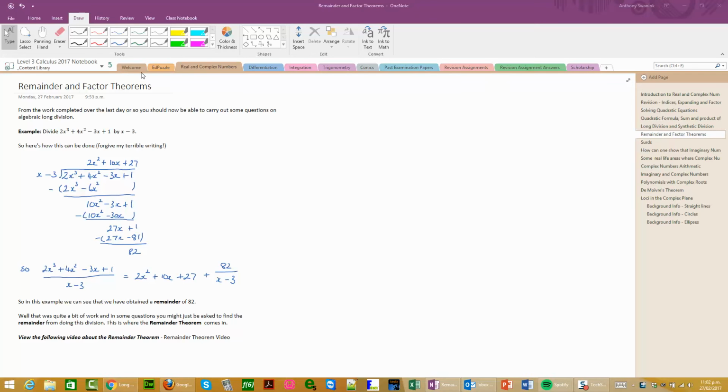Hi folks, let's have a look at this idea then of the remainder theorem. What we're going to have a look at is a way of getting the remainder when you do this kind of division that we've just been having a look at in this example again. How could we find this remainder of 82 in a much quicker way?